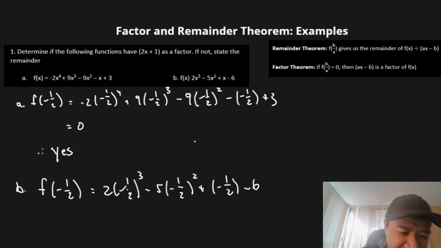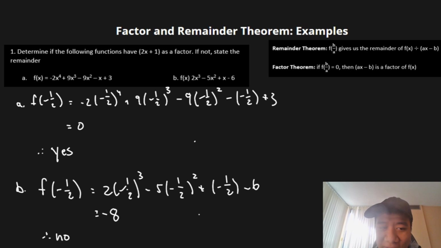Alright, so we didn't get 0 this time, we got negative 8. That means 2x plus 1 is not a factor of our function, and the remainder is going to be negative 8, because the remainder theorem also says that if we sub in this number, b over a, it gives us the remainder when we divide 2x plus 1 into our polynomial. Since we plugged in negative 1 over 2, this is our remainder if we did divide these two polynomials. So there we have it.